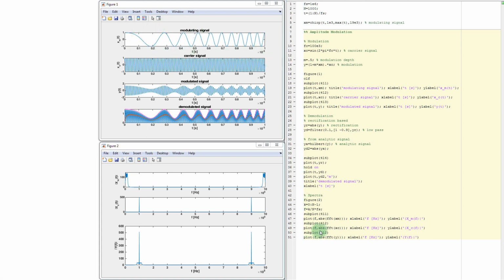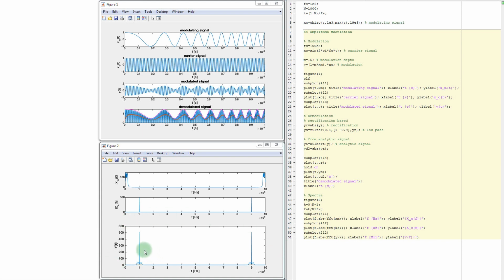Here, I plot the absolute value of the spectrum of the carrier. What I get is this. This is the spectrum of this carrier signal. You can see that it is essentially just the spectrum of a sine or a cosine. Last, here I plot the absolute value of the spectrum of the modulated signal. When I plot this, I get this.